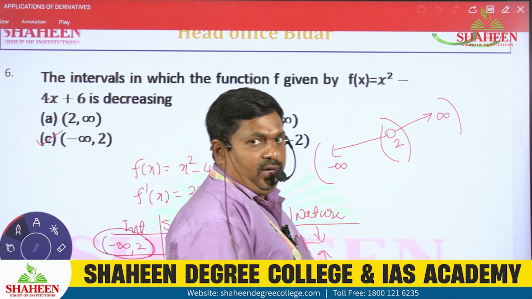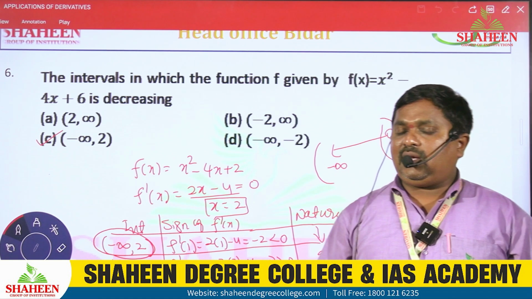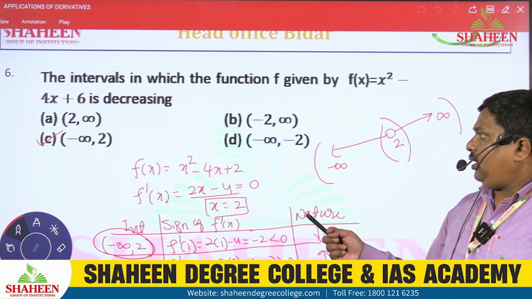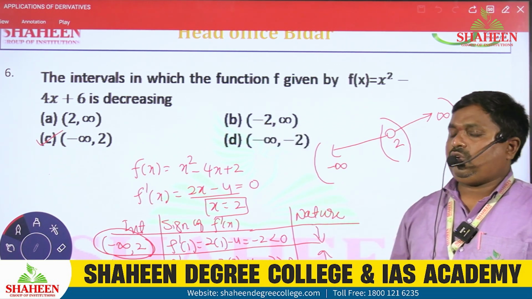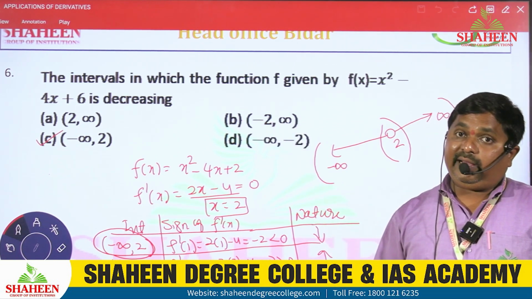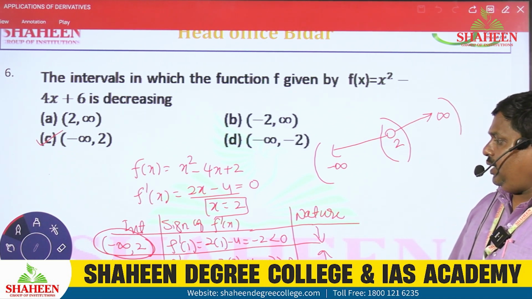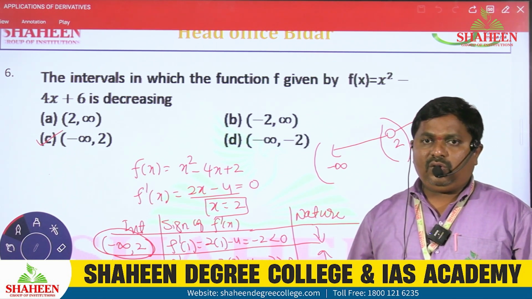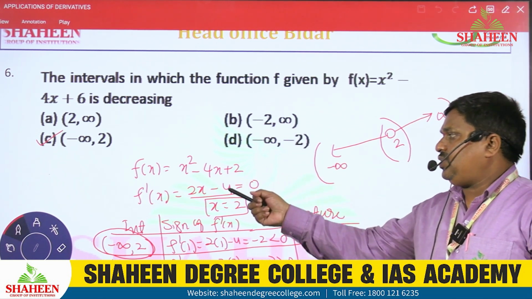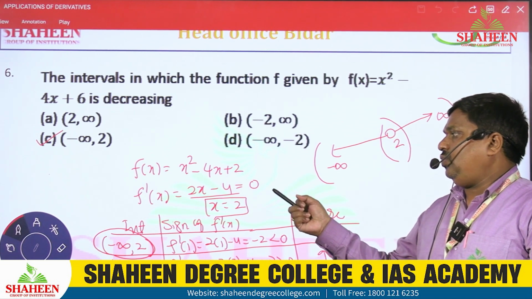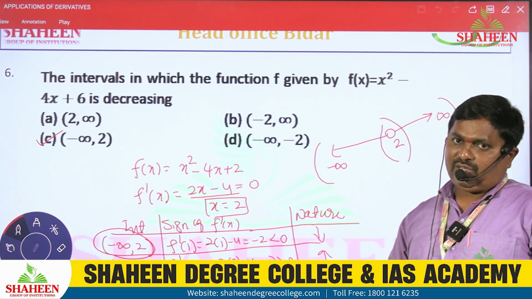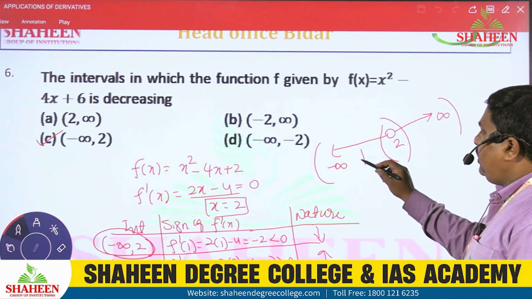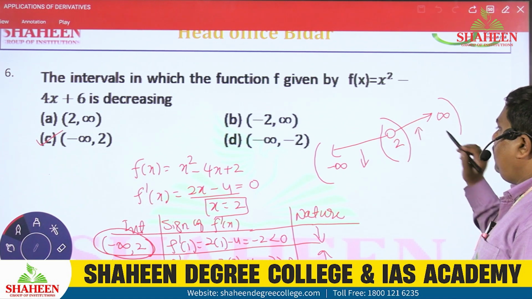If the same question asked in which interval it is increasing, then we would take 2 comma infinity, that is the first option. But it is asking decreasing, so it is decreasing in the interval minus infinity to 2. Okay, to find the interval, first differentiate the function and take the derivative equal to 0, and we will get the critical point.